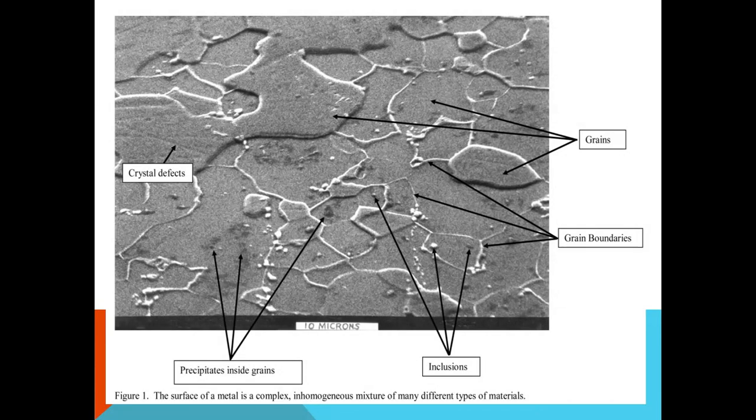Figure: the surface of a metal is a complex, inhomogeneous mixture of many different types of materials. The inhomogeneous mixture contains grains, grain boundaries, crystal defects, inclusions, as well as precipitates inside grains.